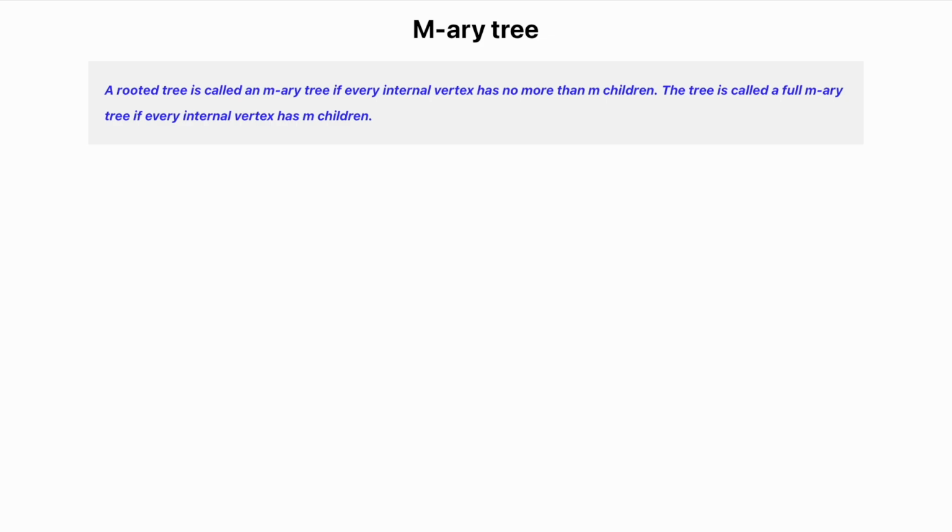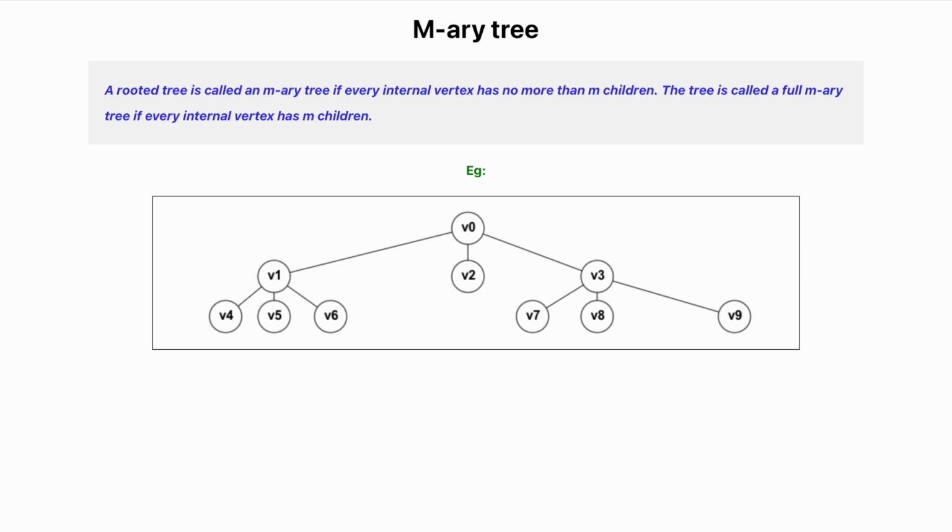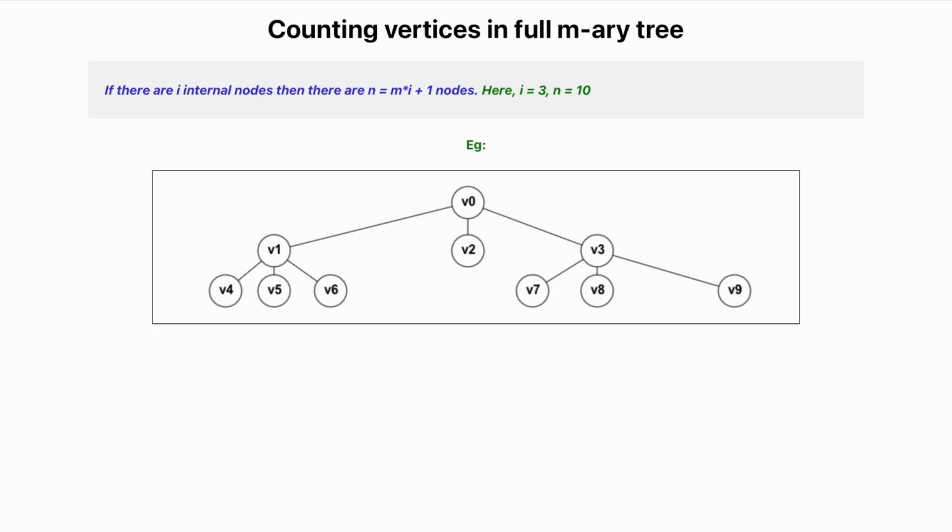The tree rooted at the left child of a vertex is called the left subtree of this vertex, and the tree rooted at the right child of a vertex is called the right subtree of this vertex. For example, this is a full M-ary tree with m equal to 3, and this is a full M-ary tree with m equal to 2. Counting vertices in a full M-ary tree: if there are i internal nodes, then there are m times i plus 1 nodes. In this example, there are 3 internal nodes, so the total number of nodes is 10.